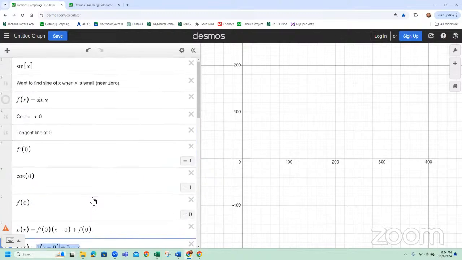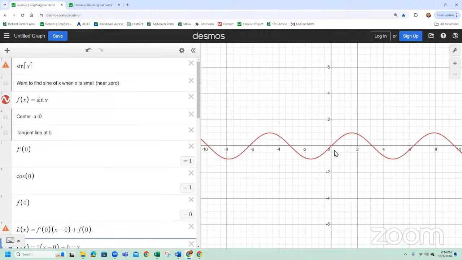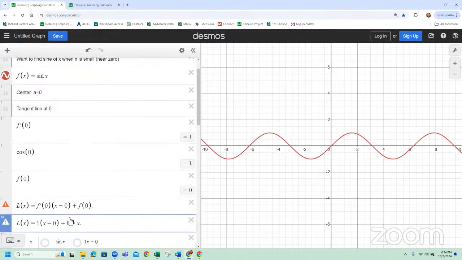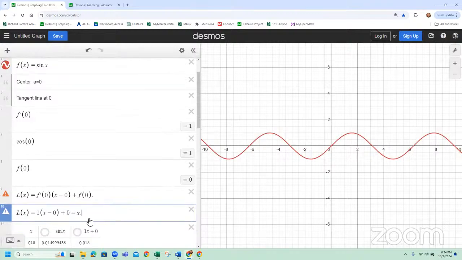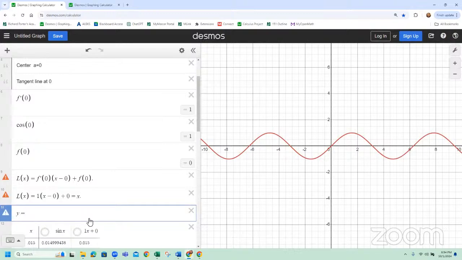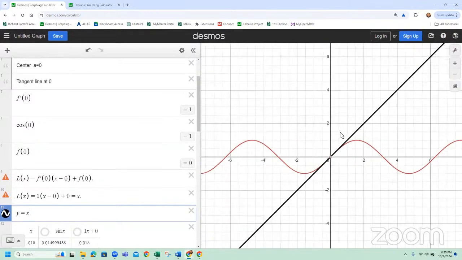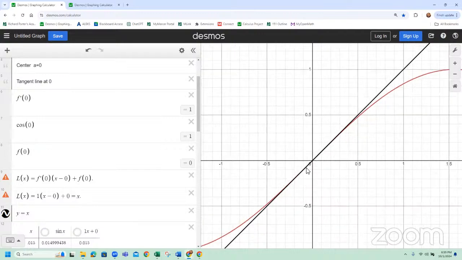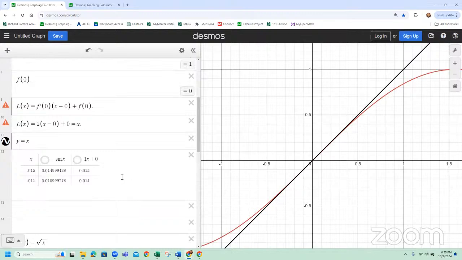Okay, so let's take a look at this for a second. There's a graph of the sine of x. Let me just do y equals x. This is the local linear. Do you see how around 0, they look very similar? Okay, the black line and the red line are the same. So the sine of x and the value of just 1x plus 0 are very similar.